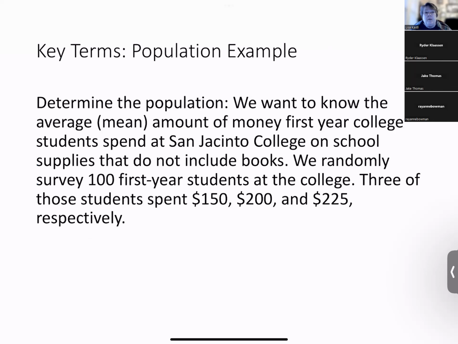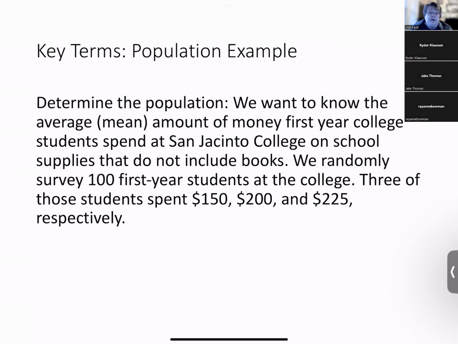All right, so let's see if we can figure out what a population is. We're going to use this example here for the next few slides. We have a college, and we are interested in knowing the average amount of money first-year college students spend on school supplies that do not include books. So anything that you spend that's not technically a textbook: pencils, pens, paper, notebooks, etc.